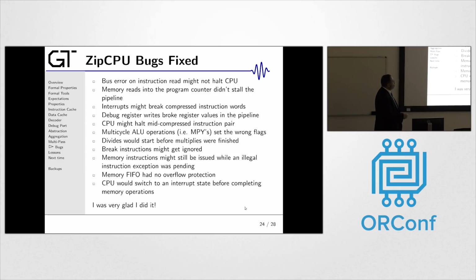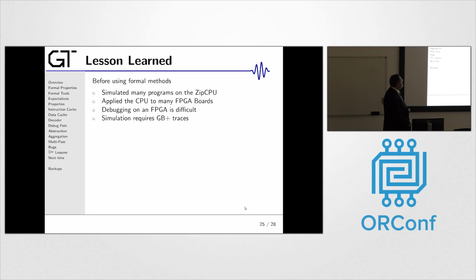The debug register, I talked about the debug register. If you have a compressed instruction word on the ZipCPU, it's not 2 separate instructions. It's one word with 2 instructions in it. They go as a unit. That gets me out of all kinds of painful logic of trying to handle misaligned instructions. Everything's always aligned. Well, if you halt mid-compressed instruction pair, you can't. Divides would start before the multiply finished. So if you had an output of a multiply that you wanted to stuff into a divide, it might get started. Break instructions would be, I'm glad I did this. It was very useful. Lesson learned.